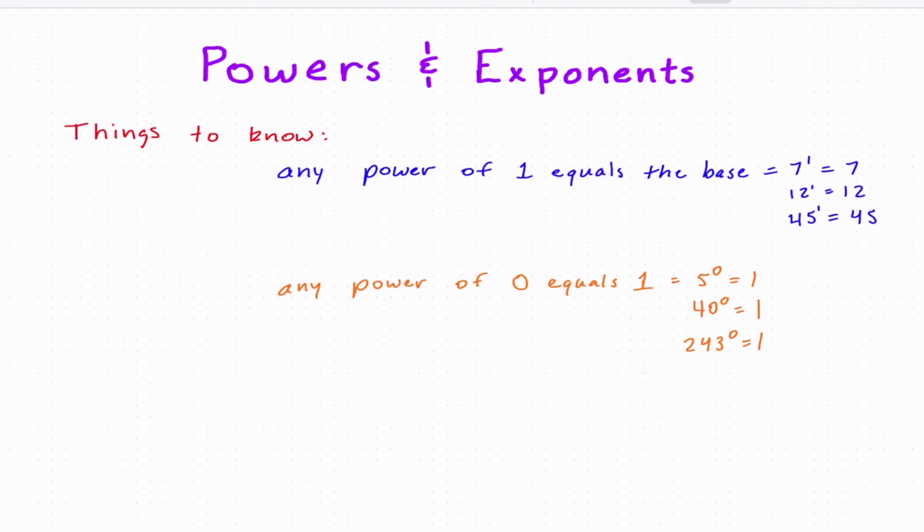Another thing that you need to know is any power of 0 equals 1. It's always going to equal 1. So some examples: 5 to the power of 0 is 1. 40 to the power of 0 is 1. 243 to the power of 0 is 1. 2,563,189 to the power of 0 is going to equal 1. Any number to the power of 0 is equal to 1.